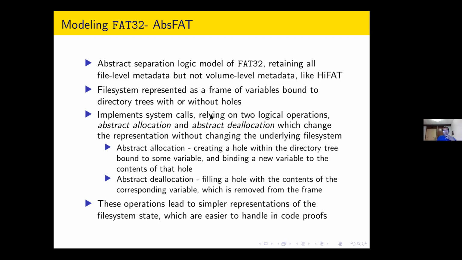There are two logical operations that go into implementing system calls. They are called abstract allocation and abstract deallocation. When we have something like these two operations happening, we change the representation without changing the underlying file system. Respectively, when we are doing an abstract allocation, we are creating a hole within a directory tree and binding a new variable to the contents of that hole. And deallocation is pretty much the reverse of that, in that we take a hole that already exists and we fill it with the contents of the corresponding variable, removing it in turn. And that leads to simple representations of the file system state.